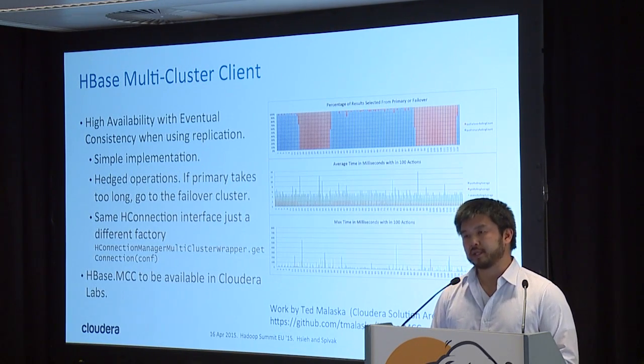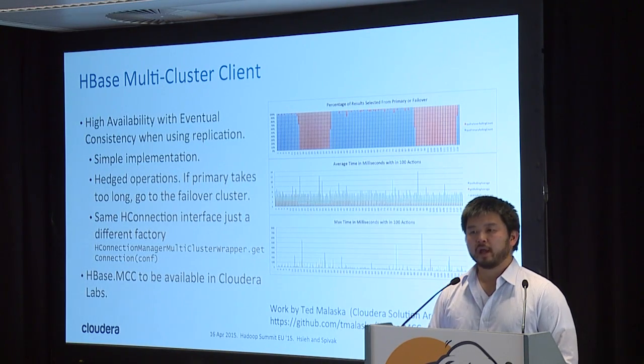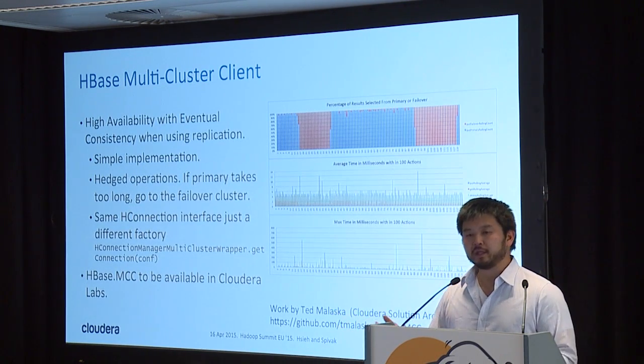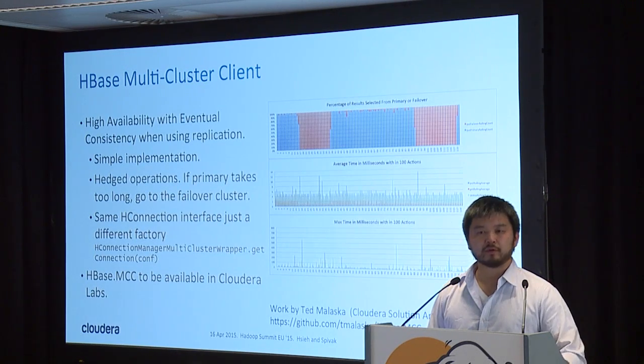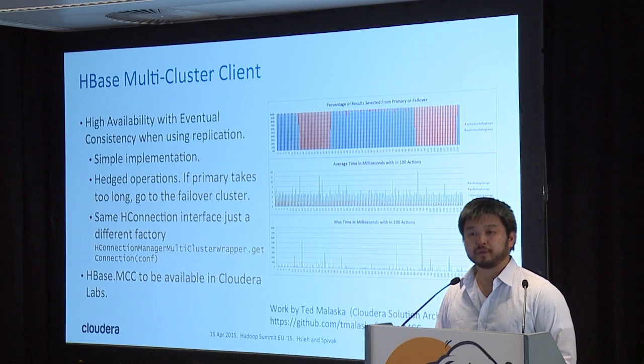The idea here is that I'm going to make a request to my local cluster or my primary cluster, and if it's taking too long to get an answer, I will go ask the question to the secondary cluster. And in the event that the connectivity to the primary cluster is not available or it's taking too long, I'll get a potentially stale answer from the secondary cluster.